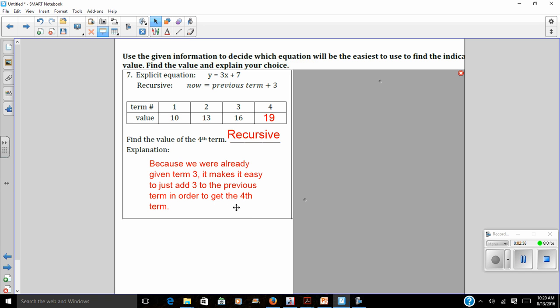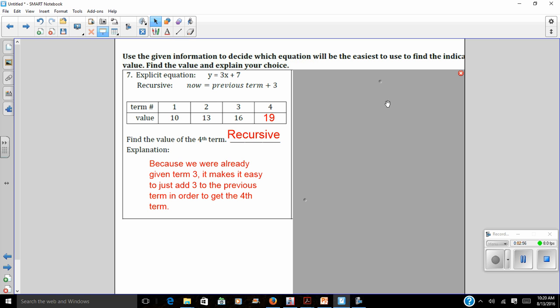So our explanation here is that because we already are given term 3 and its output value is 16, that makes it very, very easy to simply add 3 to the value of term 3 in order to get that fourth term. Okay, so that's the recursive value.